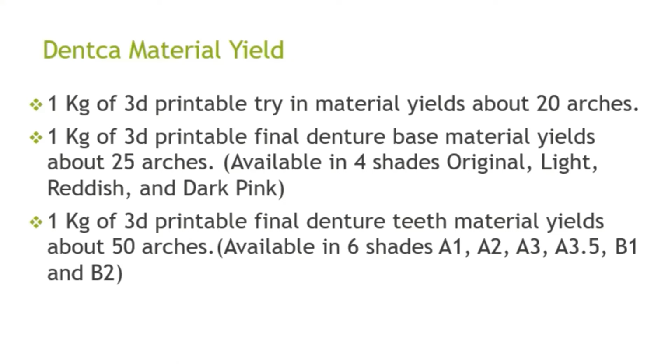Many laboratories would like to know the yield to calculate their costs. So 1 kilogram of 3D printable Trine material yields roughly about 20 arches. Please bear in mind that arches have different sizes, so this is just an average. 1 kilogram of 3D printable denture base material would yield roughly about 25 arches, and 1 kilogram of 3D printable final denture teeth material yields about 50 arches.